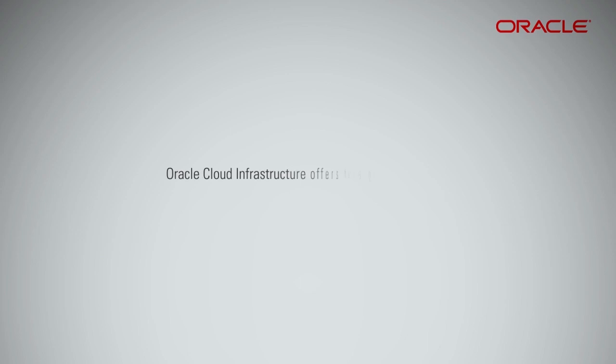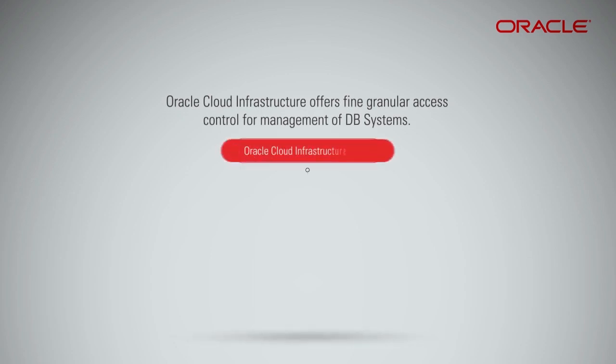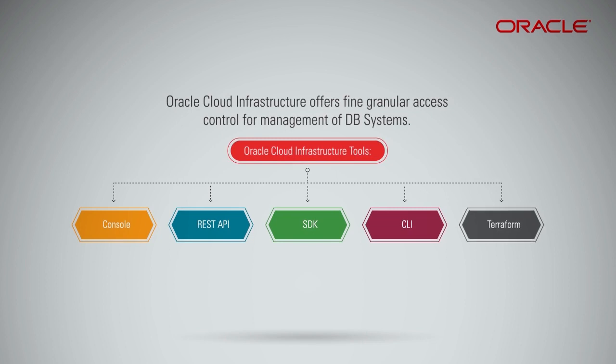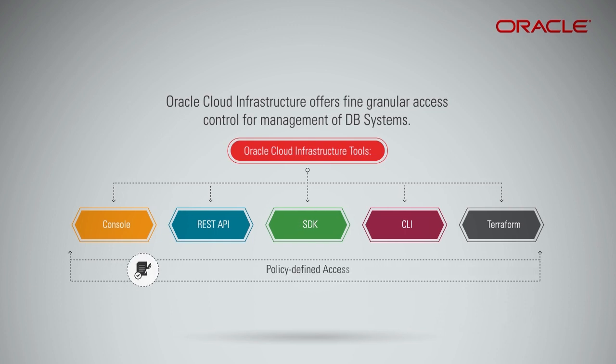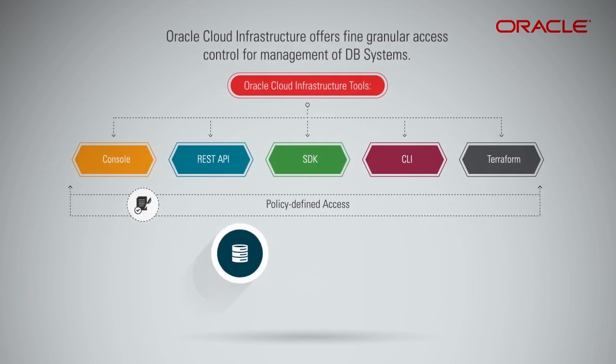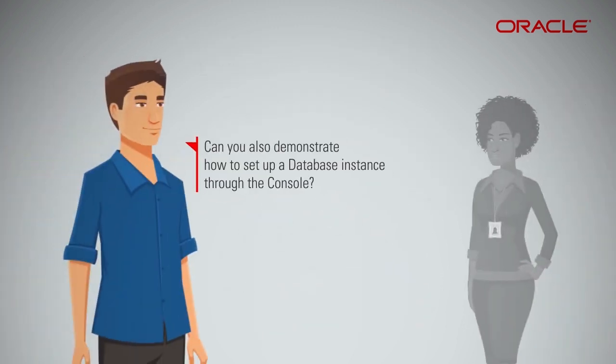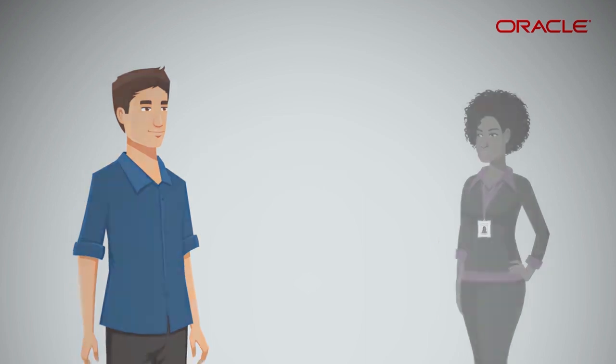Oracle Cloud Infrastructure offers fine, granular access control for the management of DB systems. You can use the console or the REST APIs with an SDK, CLI, or Terraform to set up a database on Oracle Cloud Infrastructure. However, you might require a policy-defined access written by an administrator. This is because the Oracle Cloud Infrastructure database service is integrated with Oracle Cloud Infrastructure Identity and Access Management, IAM, for governance and security. Can you also demonstrate how to set up a database instance through the console?